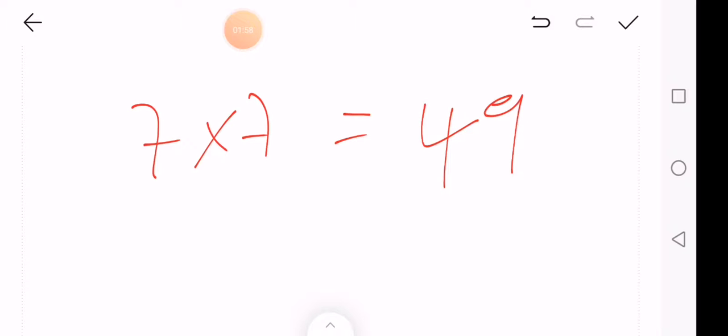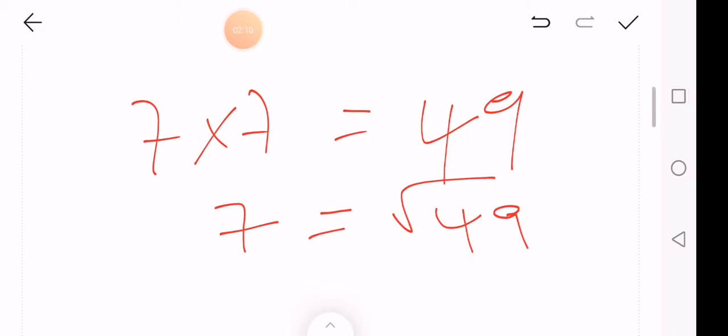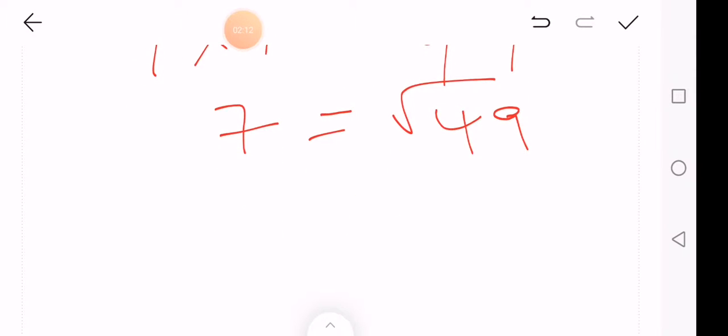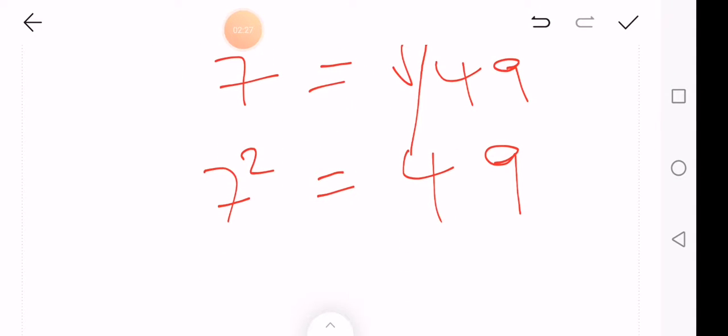Then we know that 7 is the square root of 49. We all know that. We can also write this as 7 squared is equal to 49. So all these mean the same thing: 7 times 7 is 49, or 7 is equal to the square root of 49, or 7 squared is equal to 49.